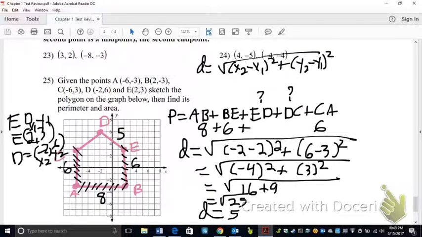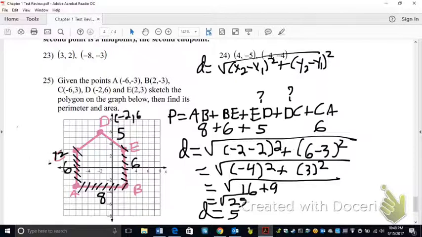Now we can do the exact same thing for D to C. I'm going to make D x1, y1, and I'm going to make C x2, y2. And again, it doesn't matter which one you pick, just stick with it. I could have easily switched the points, one for the x1, y1, one for the x2, y2, and I would have gotten the exact same answer.